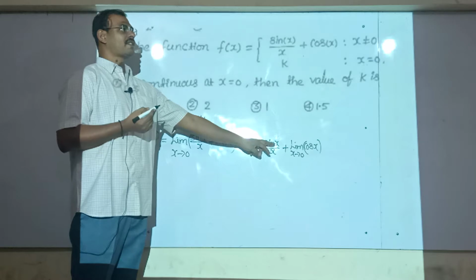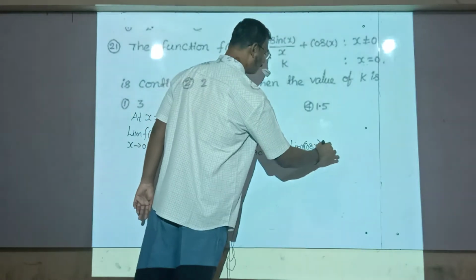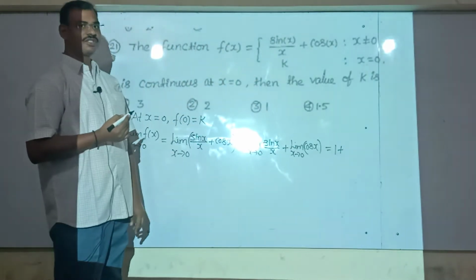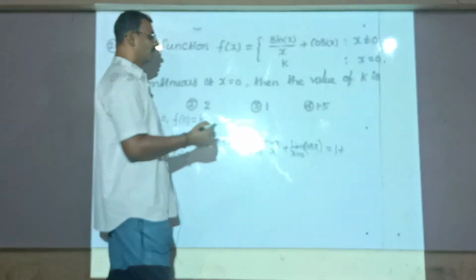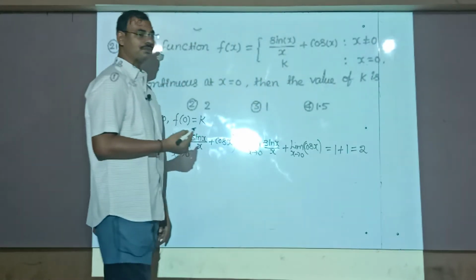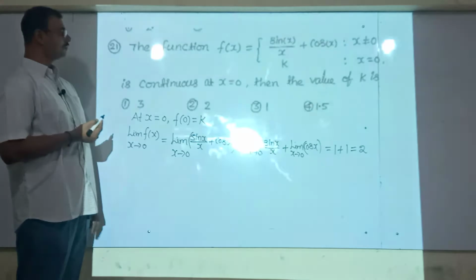The limit of sin x by x as x approaches 0 is equal to 1, plus the limit of cos x, applying here, cos 0. Cos 0 is equal to 1. So 1 plus 1 is equal to 2. We have the limit of the function is equal to 2.